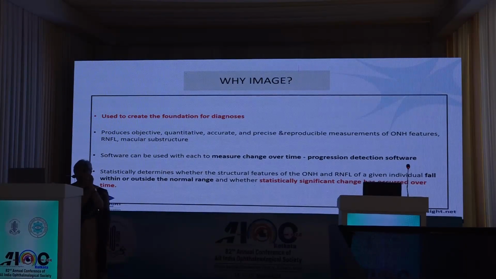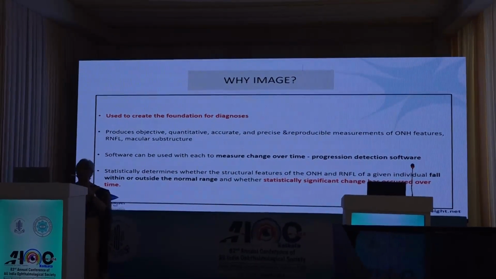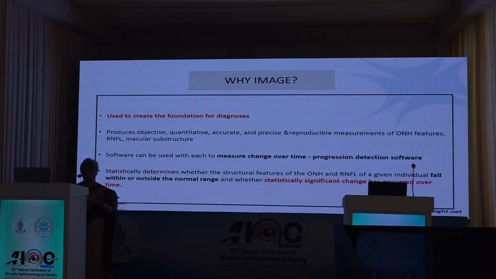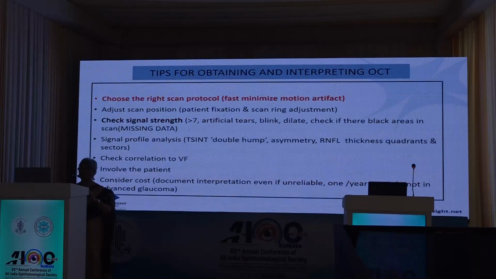And therefore, we also have software by which we can measure change over time, because we know glaucoma is a progressive disease, a chronic disease. We want to know, is it progressing or not? Plus, we are also able to statistically determine whether the structural features of the ONH as well as of the RNFL of a given individual fall within or outside the normal range, and whether a statistically significant change has occurred over time. Now, how do I get a good scan?